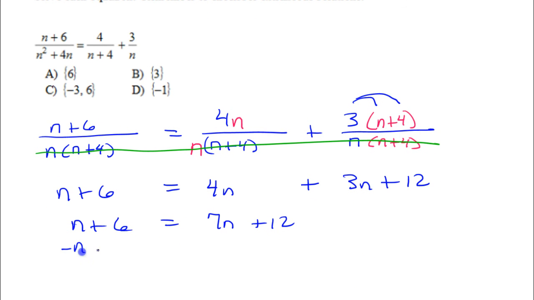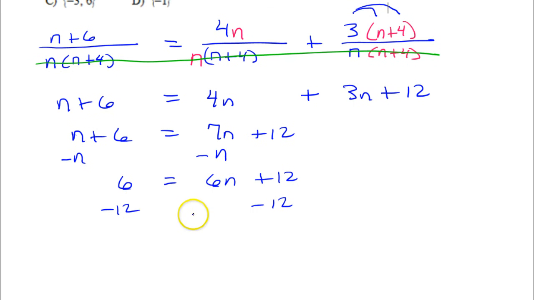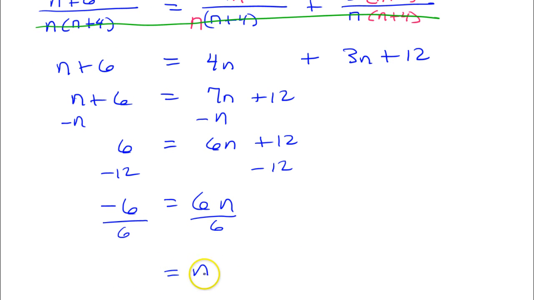So I will subtract n from both sides. That'll give me 6 is equal to 6n plus 12. Now subtracting 12 from both sides, that gives me negative 6 is equal to 6n. If I now divide both sides by 6, that's going to give me n is equal to negative 1. Now this is probably the answer.